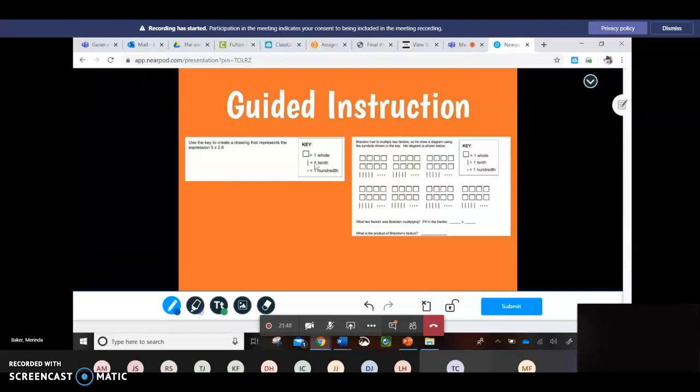Our rod represents 1/10. The rod, remember, flat, rod, and our cube equals 100. And let's think about how they're related. Remember, it takes 10 rods to create one flat. It takes 10 cubes to represent one rod and 100 cubes to represent one whole, or one flat.